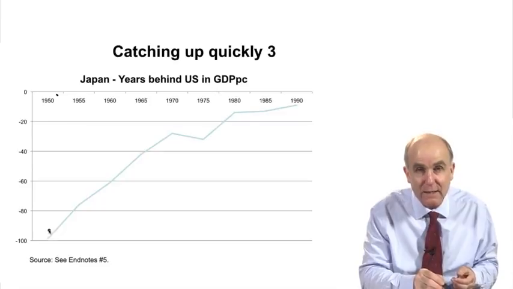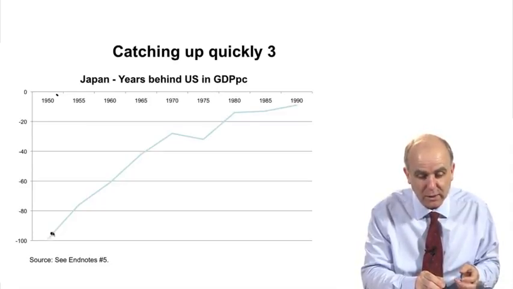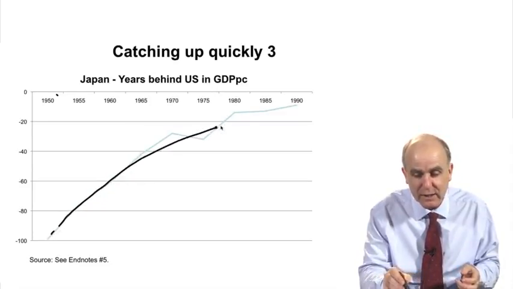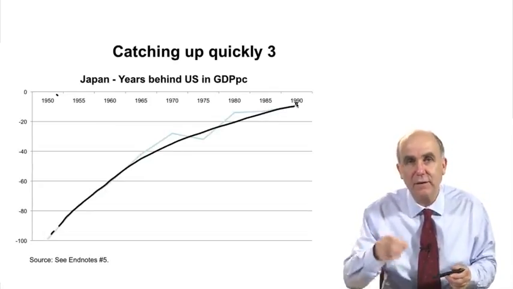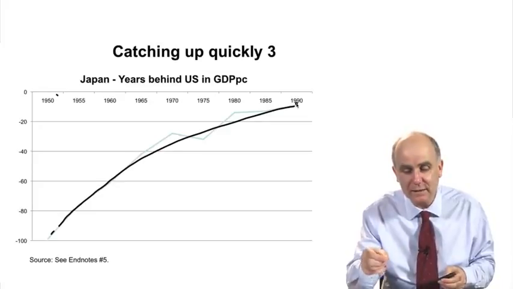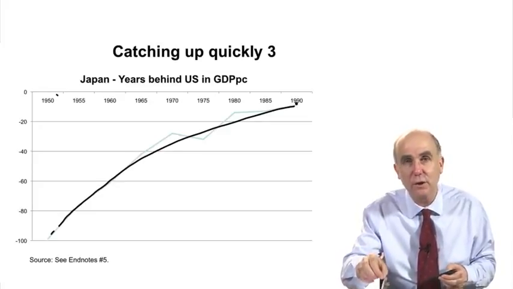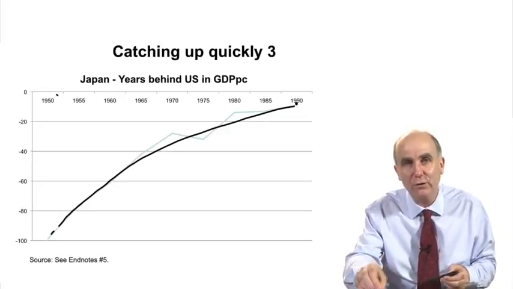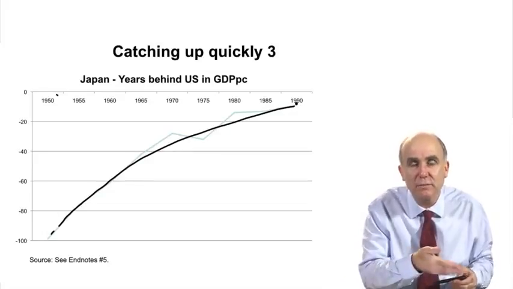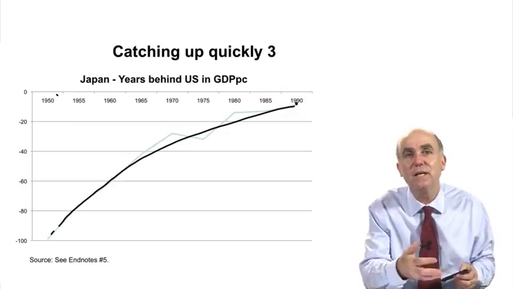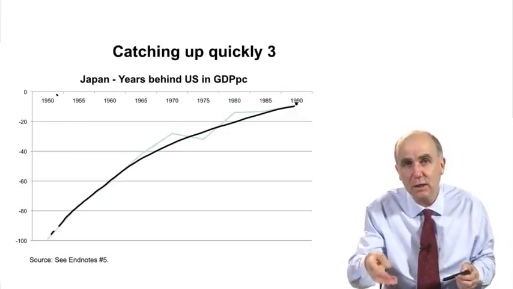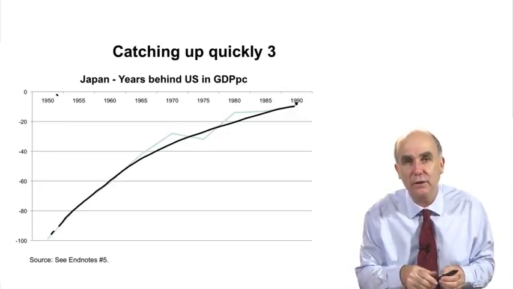But then, as we move forward in time, we see Japan catching up to the United States, so that by 1990, the level of GDP per capita that Japan has attained then was a level that the US was only attaining about 8 or 9 years before. So Japan has gone, in the space of 40 years, from being 100 years behind the United States to only being 8 or 9 years behind the United States.